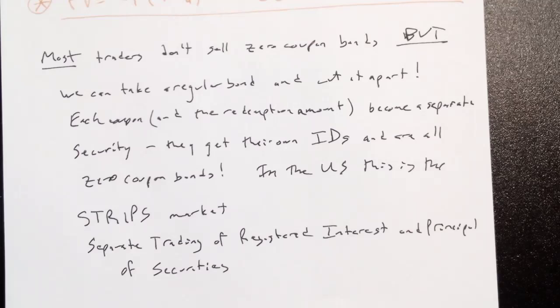So picture a deck of cards. My coupons are a deck of cards. Oh, by the way, the principal on the bond is the joker. So I have 53 cards. And all I do is I put an ID on each one. And instead of selling the whole deck of cards, I sell one card or two cards or three cards at a time. And I can trade them with other people. And these are now separate items.